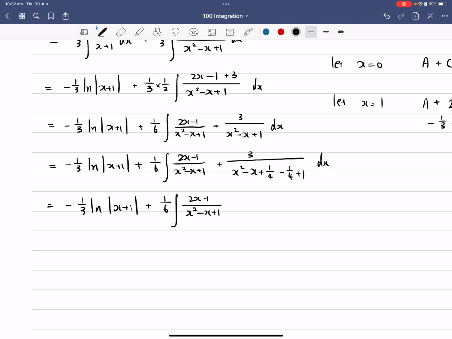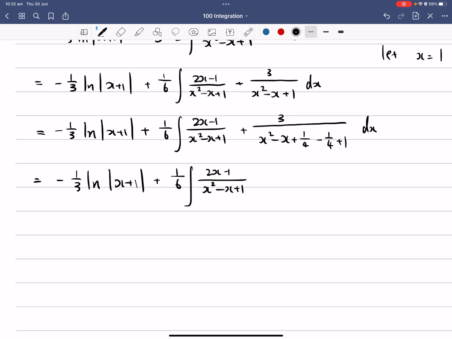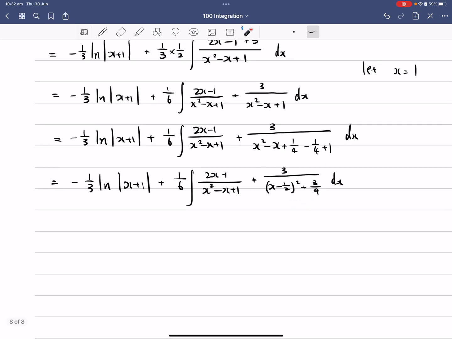Okay, that does look like a 3, yep, that's better. So that's plus 3 over x minus half squared plus 3 over 4 dx. Now once you change into this format here, definitely you can see that is a tangent inverse after you integrate it.